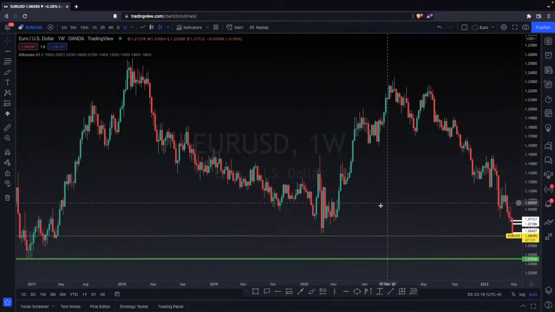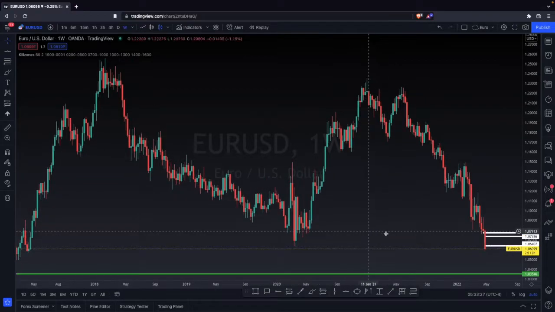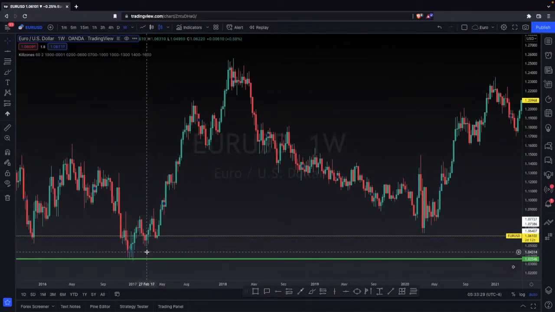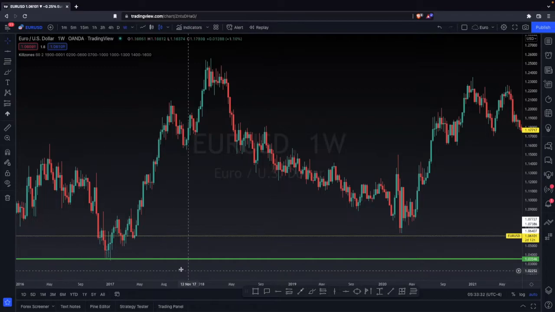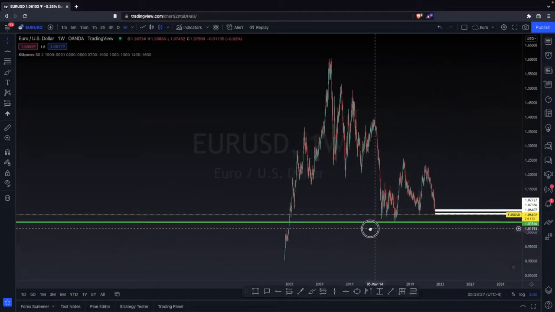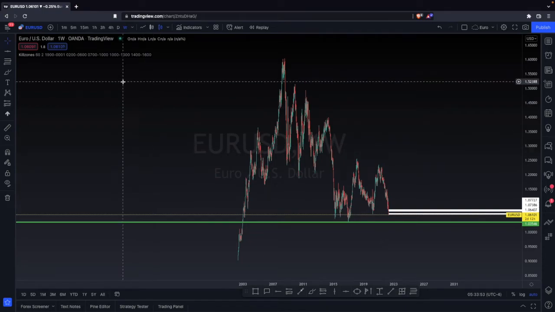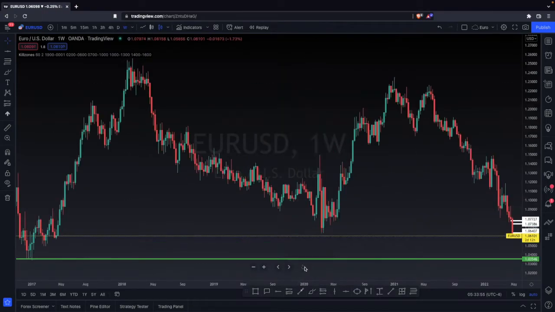So if you remember, in a few videos I've been talking about this idea that we could definitely break below these weekly relative equal lows here, which we did yesterday. And now we could continue lower and make new lows on the weekly, which would be pretty significant for the euro, because it would be basically the lowest point since 2017, and really the lowest point since 2002. That would mean some pretty significant dollar strength as well.